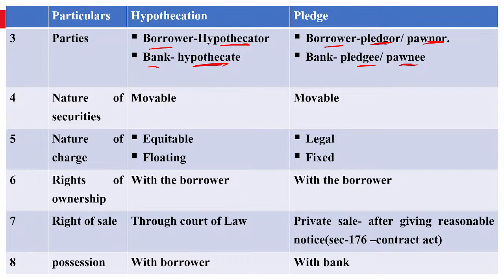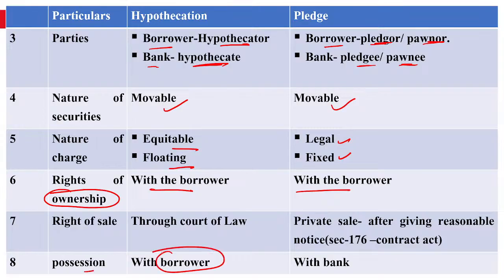Okay. Name of securities: hypothecation is movable, pledge is also movable. Then nature of charge: hypothecation is equitable and floating. When it comes to pledge, it's legal and fixed. Now rights of ownership in hypothecation remain with the borrower, in pledge also remain with the borrower, because we are talking about ownership. We are not talking about possession. In case of possession, in hypothecation it remains with the borrower, and in pledge it remains with the lender. But ownership will always be with the customer. Okay, ownership will always remain with the customer.